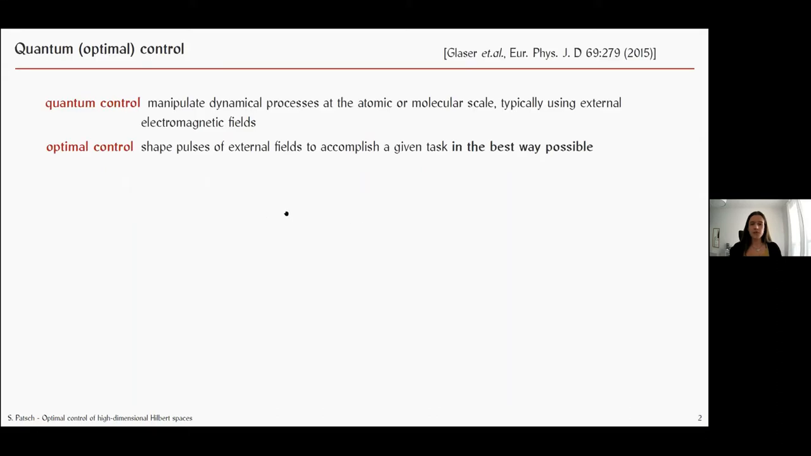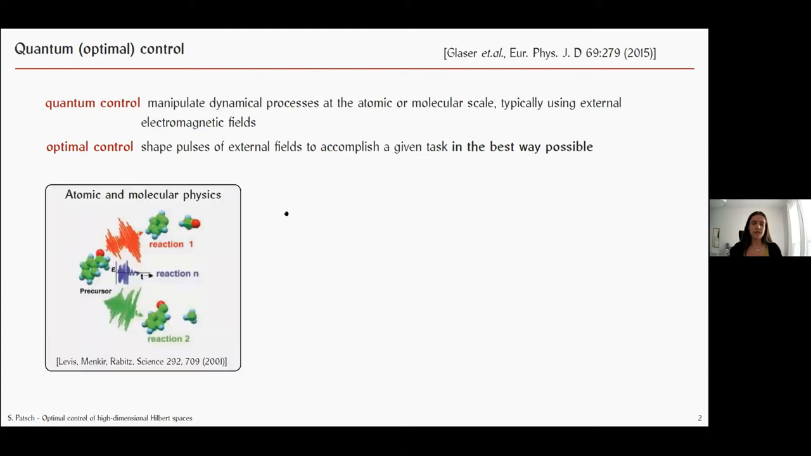Quantum control in general is the process of manipulating dynamical processes at the atomic or molecular scale, and typically we use external electromagnetic fields for this. Quantum optimal control essentially wants to do the same thing, but in the best way possible. That could mean either as fast as possible or with the highest fidelity possible. Quantum optimal control started in the 1980s in the field of atomic and molecular physics, where the interest lay especially in the control of chemical reactions, such as the dissociation of molecules.